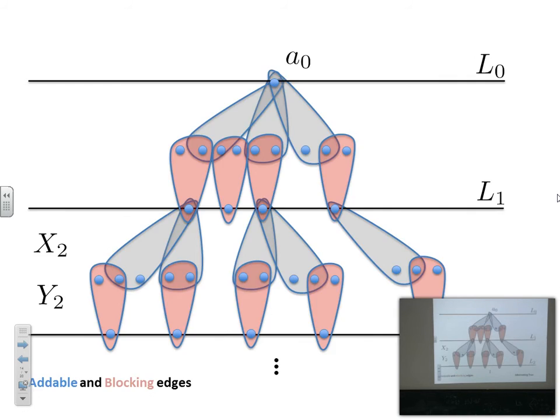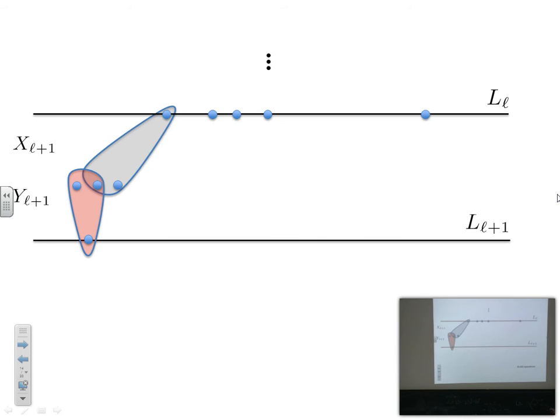So I didn't mention before, each layer contains addable and blocking edges, which we put in XL and YL. Okay, and then we repeat that operation again for the same vertex.